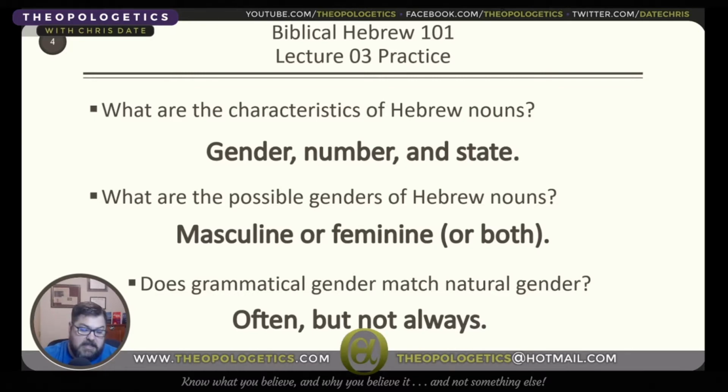And there may even be feminine objects in real life, entities in real life that do have a gender that is not the same as the word's grammatical gender. So this isn't a hard and fast rule. Often grammatical and natural gender match, but not always.